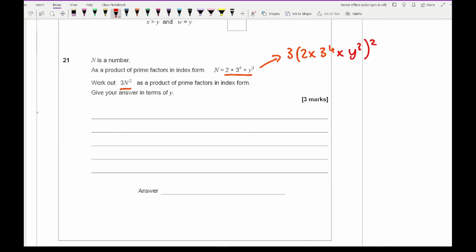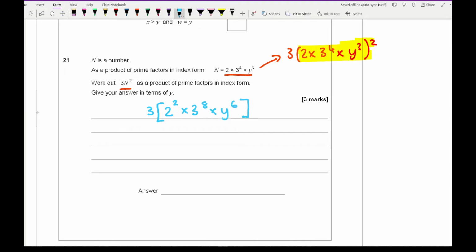Now what I'm going to do first is deal with the square first. I'm going to deal with this bit here, because again, remembering BIDMAS, we do powers first. So I've got 3. Now if I square everything there, I get 2 squared times 3 to the power of 8 multiplied by y to the power of 6.